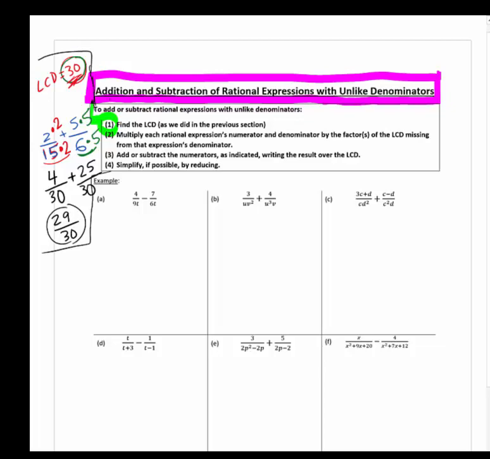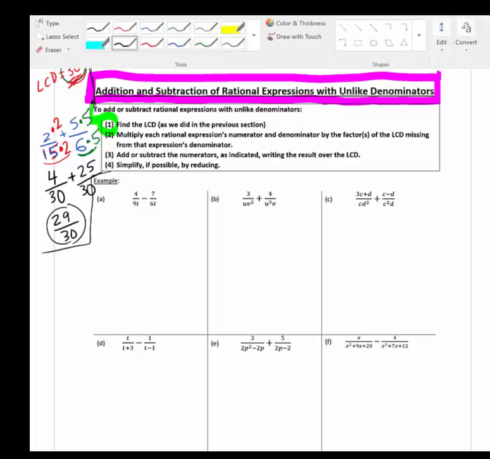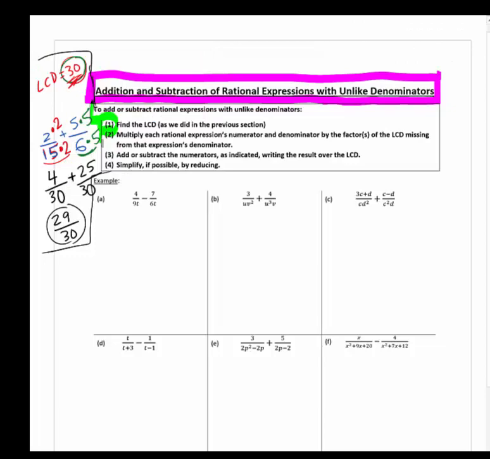It's very similar, just with more complicated denominators. This outlines the same steps. We find the common denominator, then multiply each rational expression by whatever it's missing that the least common denominator has. In step 3, you add or subtract the numerators: if it's a plus sign, you add, and if it's a minus sign, you subtract, writing it over the LCD. You're not going to say 30 plus 30 is 60; it's still the same common denominator. Then you simplify if possible. If this 29 over 30 could reduce, I would reduce it, but I know nothing divides into 29 and 30. So that's about it.